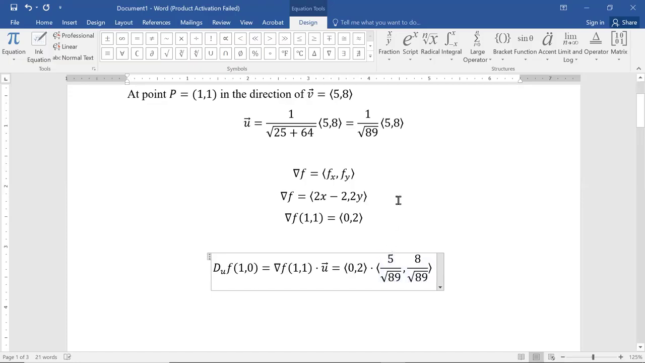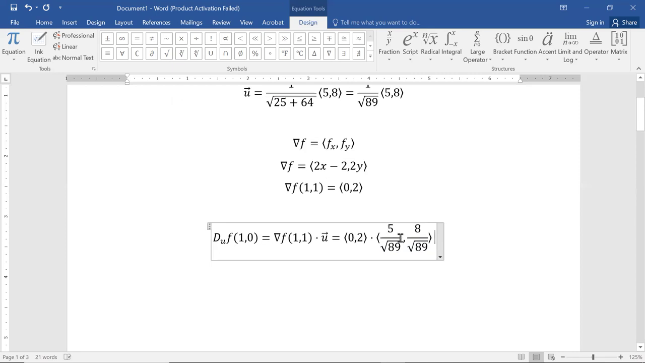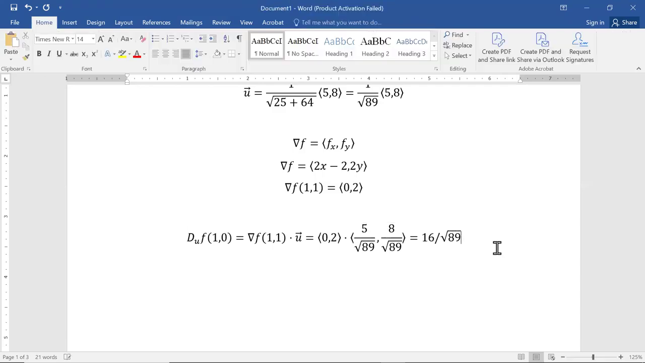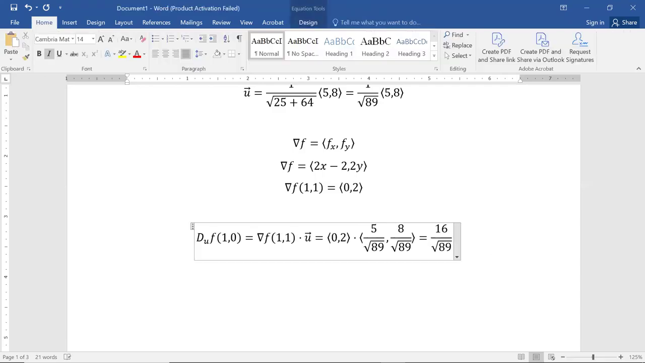Okay, so it's the dot product of those two vectors, which is pretty clear. We're going to get 0 times 5 over root 89. That's going to give you a 0. And then 2 times 8 over square root of 89. That's going to give me 16 over the square root of 89. Okay. So that's the directional derivative of f. Oh, I'm sorry. I mistyped here. That should have been at the point 1, 1 in the direction of u.